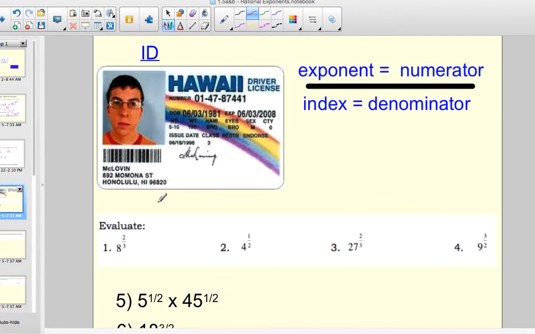This is McLovin. But I read it because it's ID, right? It's fake ID. But ID stands for index denominator. And if you kind of remember ID, you'll never get confused as to which numerator denominator means what. So ID, index is denominator. That's all that you really need to worry about. The other one will obviously be the numerator. Right? So in this case, we have 8 to the 2/3.